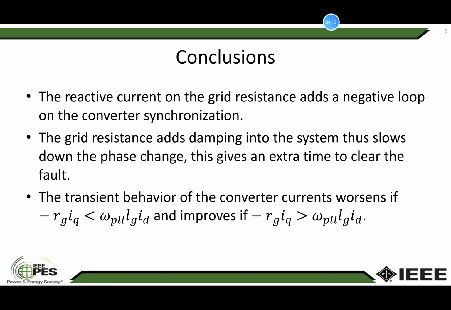Now, we can conclude that the reactive current on the grid resistance adds a negative loop on the converter synchronization. The grid resistance adds damping into the system, thus slowing down the phase change. This gives extra time to clear the fault. The transient behavior of the converter current worsens if the resistance is very small, and it will improve the synchronization stability if the resistance is significant.